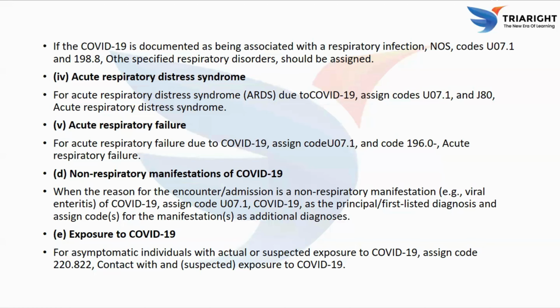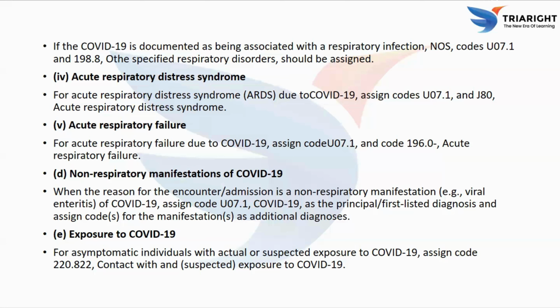So the next condition is non-respiratory manifestation of COVID-19. COVID-19 can also affect other organs, not just the lungs. Examples include viral enteritis, which is diarrhea or vomiting due to COVID-19, myocarditis, which is heart inflammation, encephalitis, brain inflammation, and loss of taste or smell.